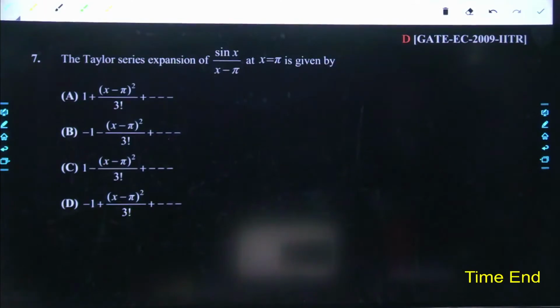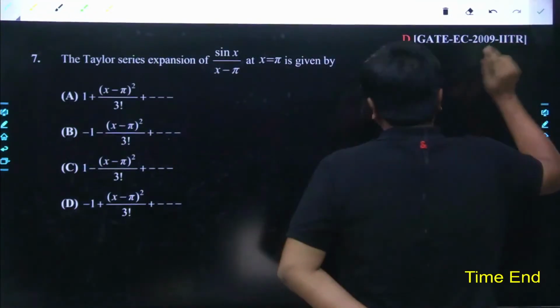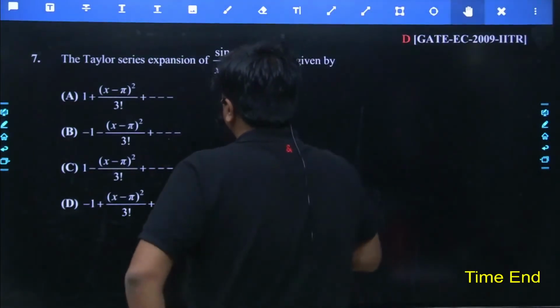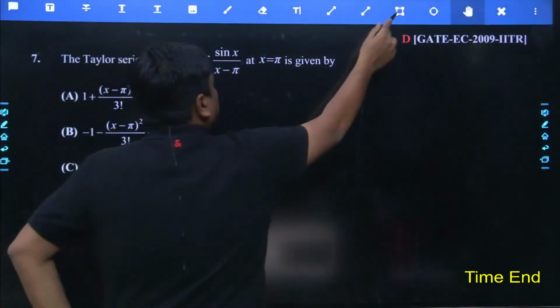Nobody had given an answer for this question. See, what's the basic mistake you must have made over here? Probably most of the students would take sine of x divided by x minus pi as a function f of x, and they would take its successive differentiation, and that's a mistake you guys must be making.